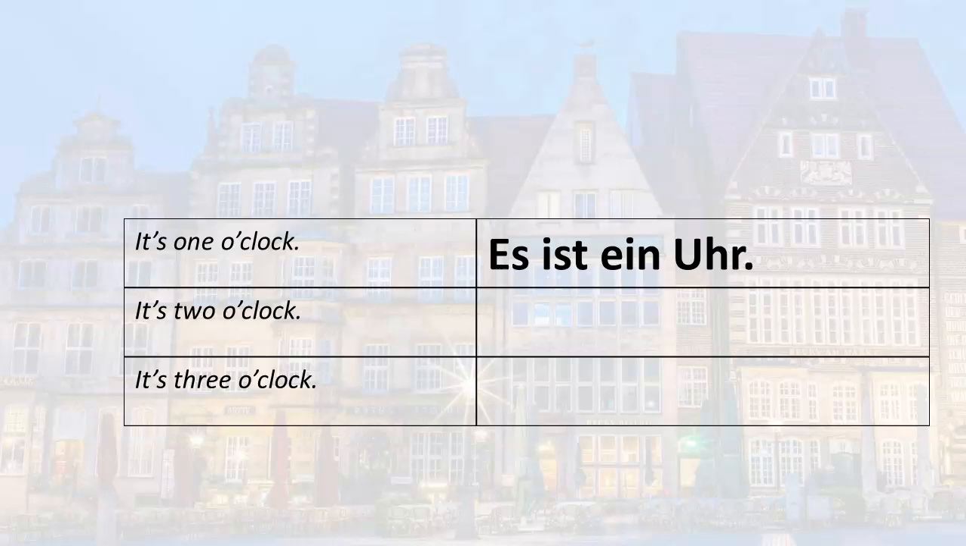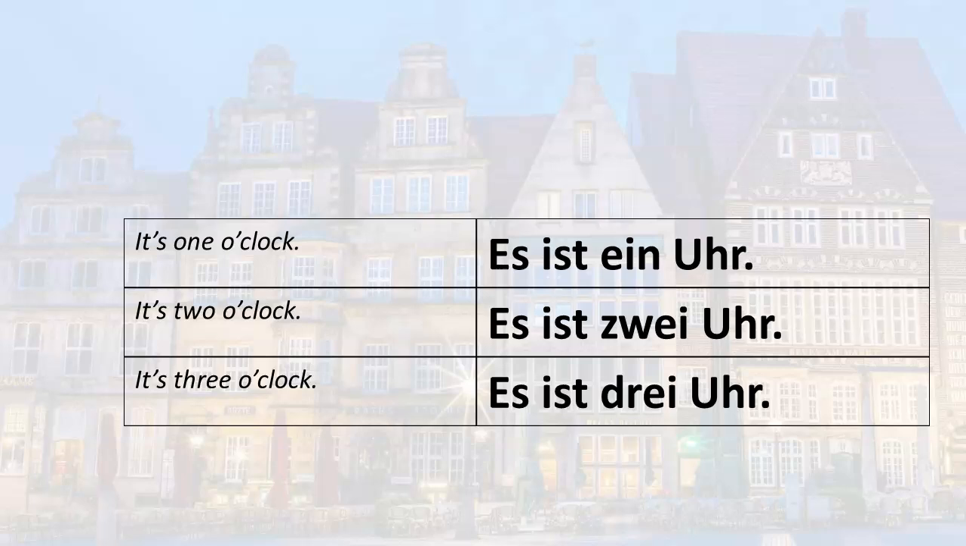So it's 2 o'clock. The number 2 is zwei. So place it in the formula and you would say es ist 2 Uhr. Pay attention to the pronunciation. Zwei. The Z here is like a TS in English. The W is like a V. Zwei. Es ist 2 Uhr. It's 3 o'clock. Es ist 3 Uhr.